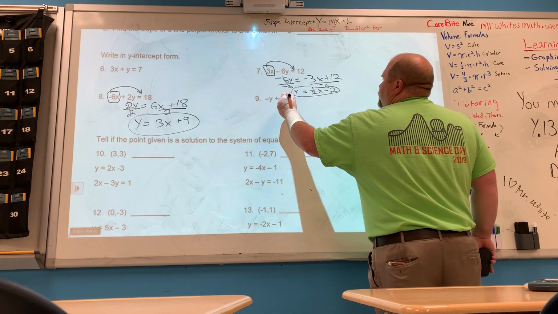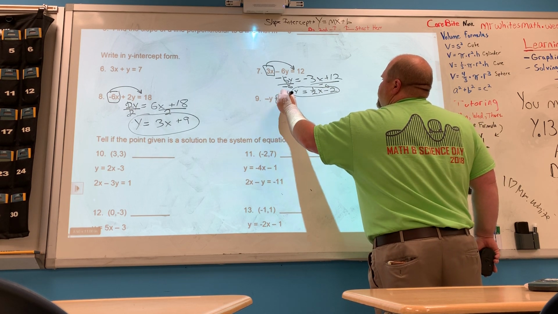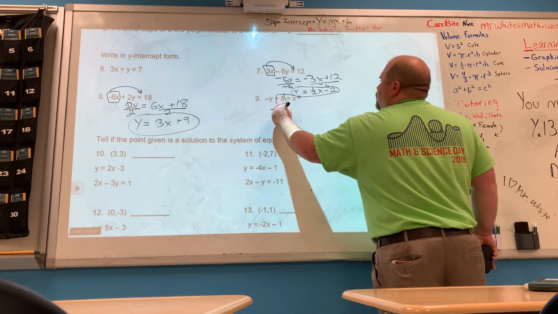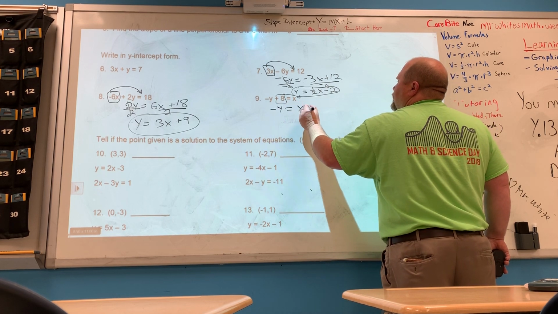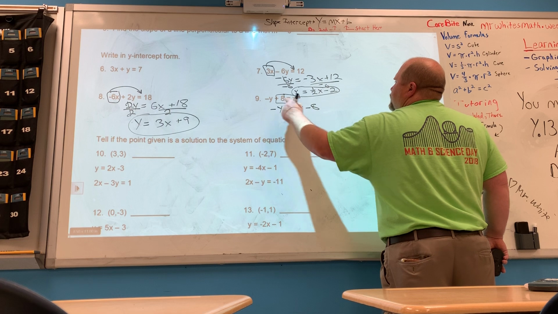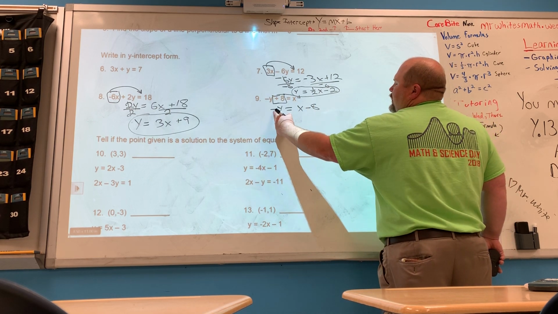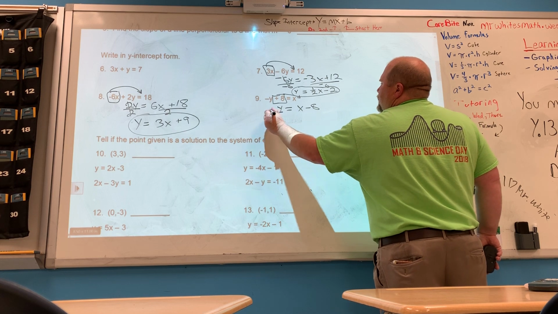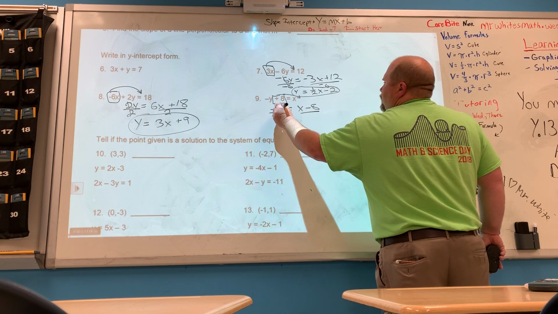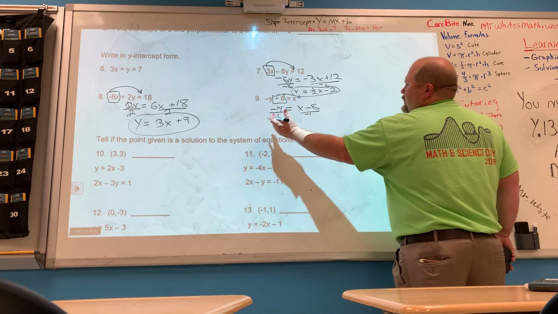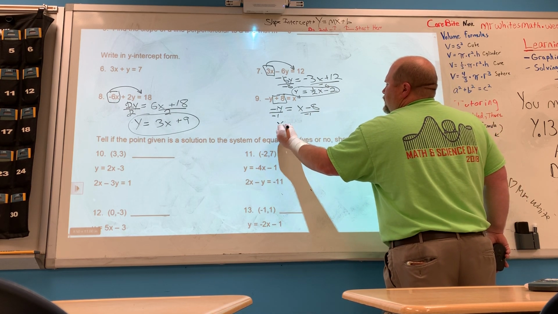Problem number 9, we need to move this 8 to the end of the equation on the right side, so it's going to say negative y equals x minus 8, because that was a positive 8, so when it comes over here it's a negative. But we have a negative y, so that's the same as a negative 1y, so we divide everything by negative 1. Some of you know the trick is just change all the signs all the way across.